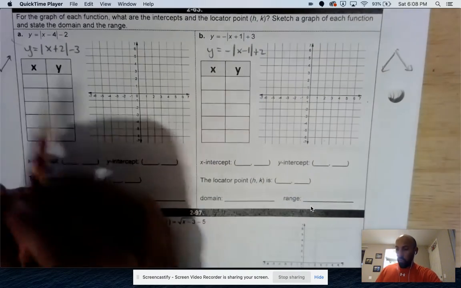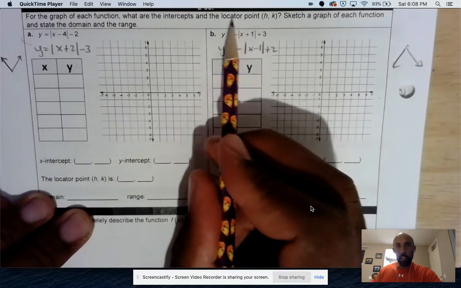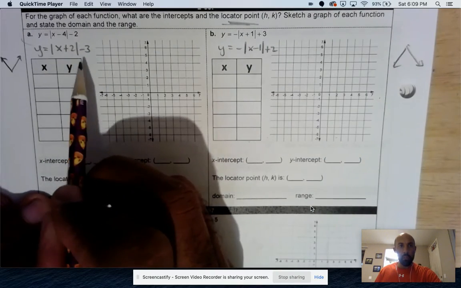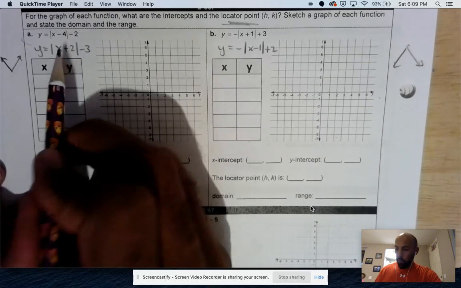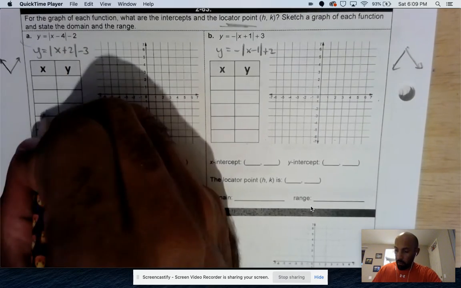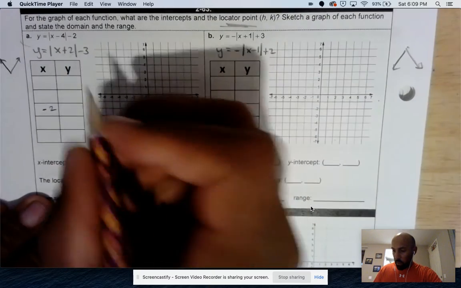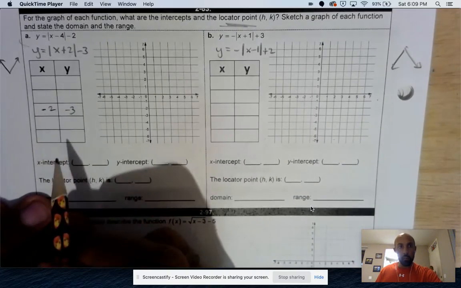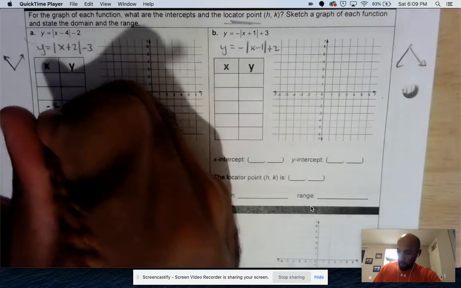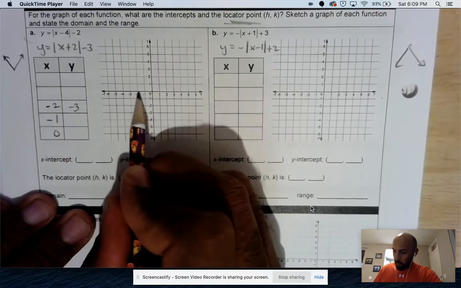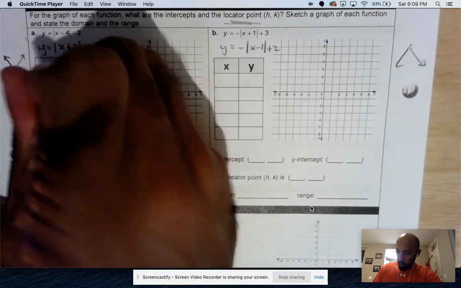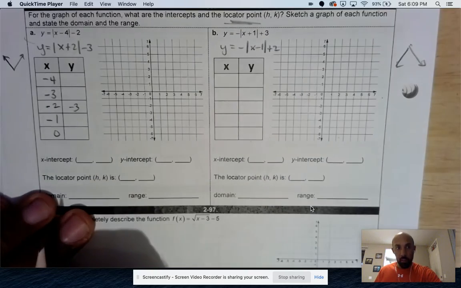First, again, we want to find that locator point, the HK point, and we do the same thing like we did on the other problems. If that's positive, then it's going to be negative 2, and then that will be negative 3. Then we can use that to figure out what values to put in our table. I'll put negative 1 and 0 because those are x values to the right, and then negative 3 and negative 4 because those are points to the left. Then I can just plug those in to figure out the rest.